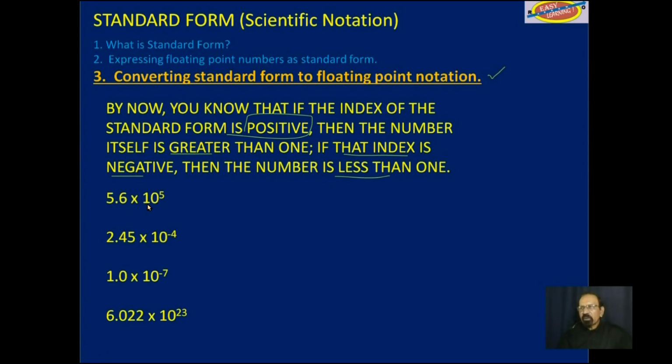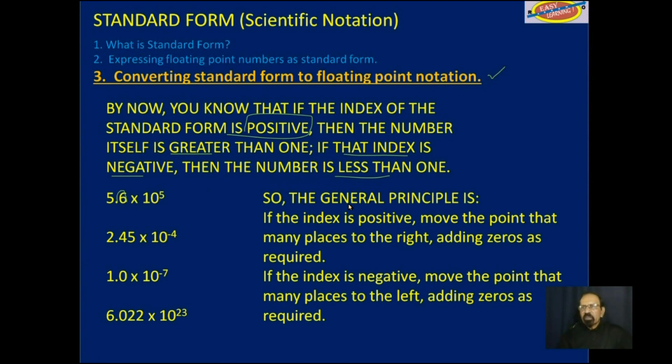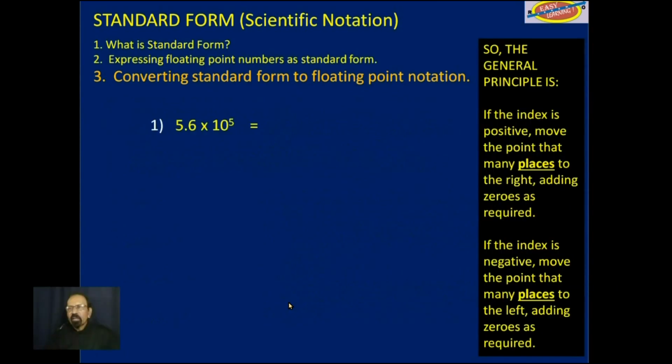5.6 exponent 10 to the 5. This is a number greater than 1. So you will move this point 5 places to the right. That 6 will take up 1 of the spaces, so you will add 4 zeros behind the 56. So if the index is positive, move the point that many places to the right, adding zeros as may be required. And if the index is negative, move the point that many places to the left, adding zeros as may be required.